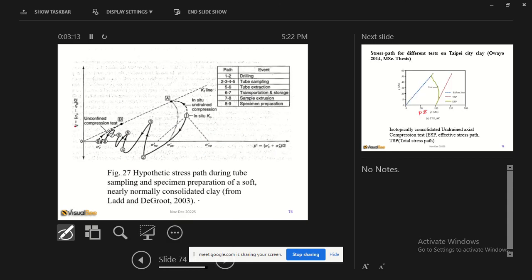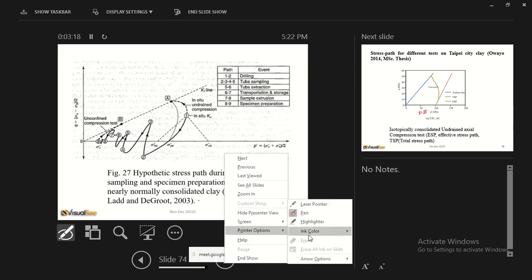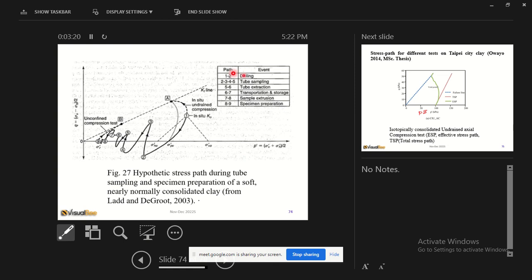Then the importance of the stress path is this. When you sample and take the sample to the laboratory, this is the path. This is how to track the stress path. For example, during sampling, this is the stress condition. When you are drilling, the stress condition changes this way. And of course, how does this relate to the failure line, such that this is phi. So this is important to note.